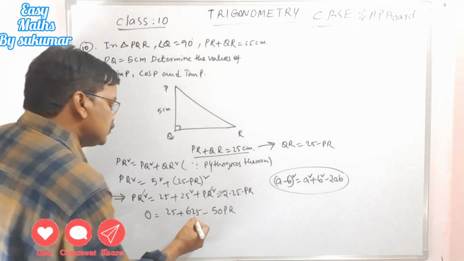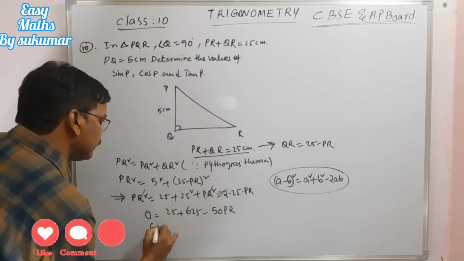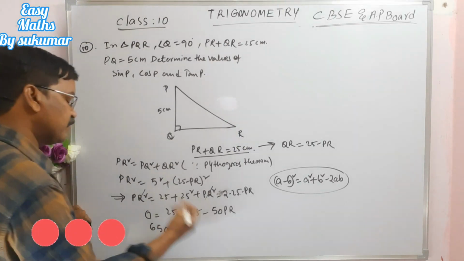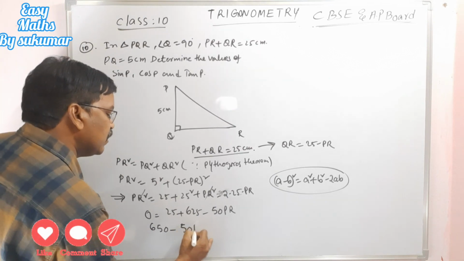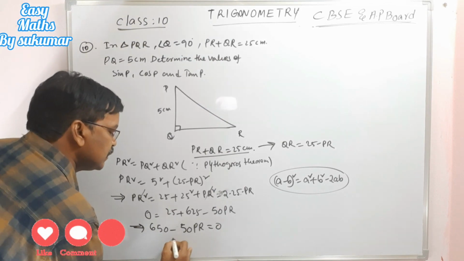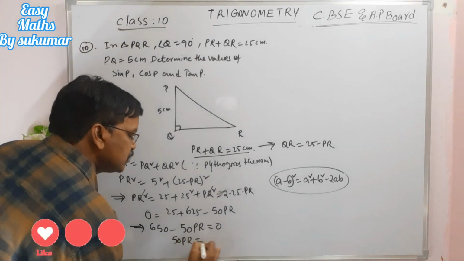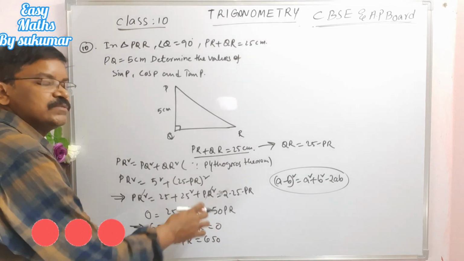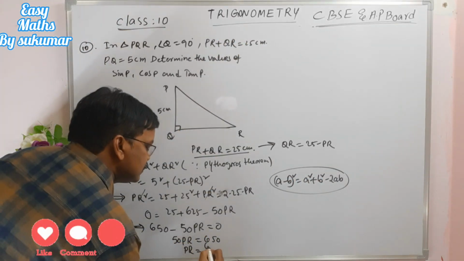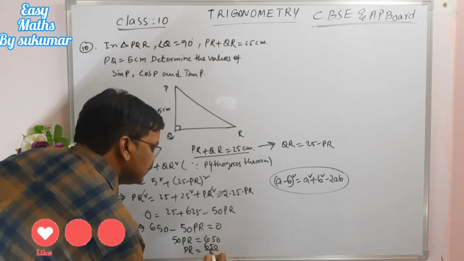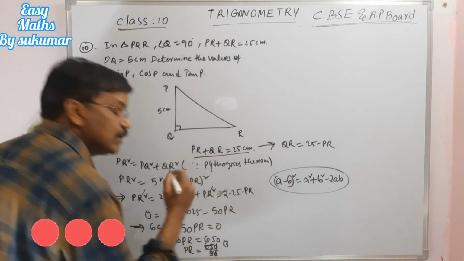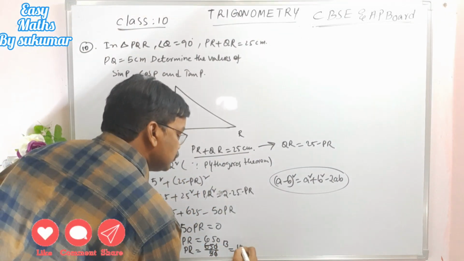Okay, my dear students. Now 625 plus 25 is 650, so 650 minus 50 PR is equal to 0. So this implies that 50 PR is equal to 650. Let us transpose this 50 PR to the other side. Now finally PR means 650 by 50. So 0, 0 cancel. 65 divided by 5 is 13 times. So it is equal to 13.